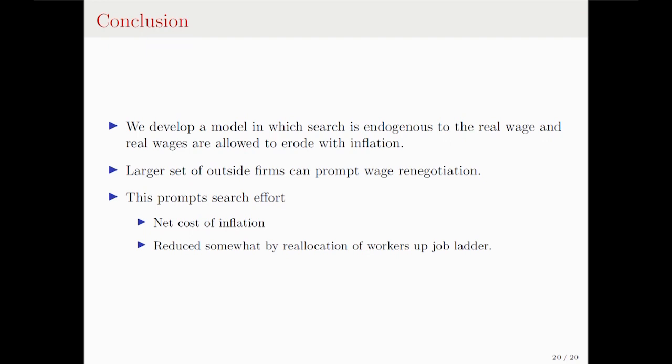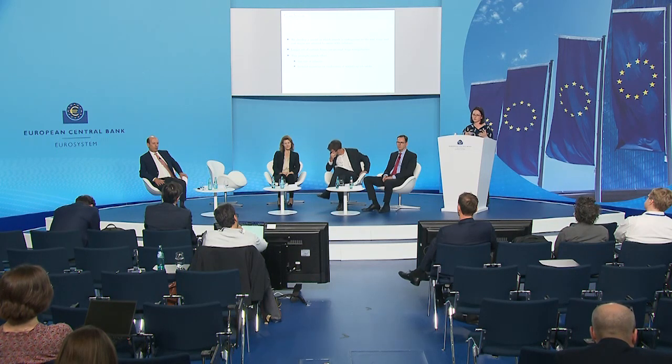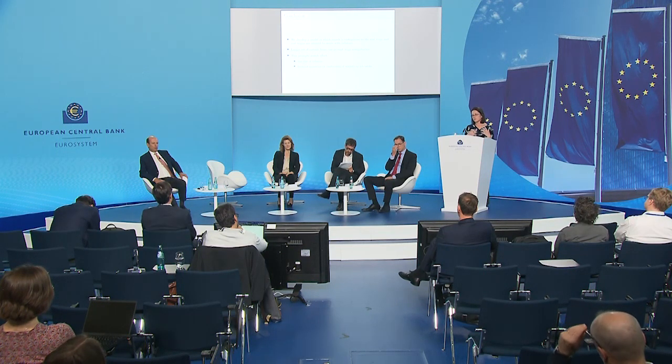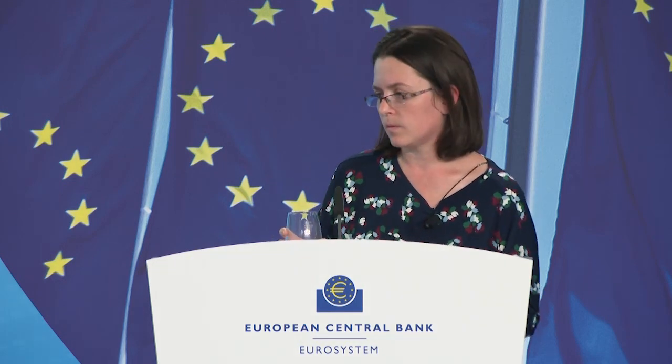So just to conclude, we developed this model in which search is endogenous to the real wage, and real wages are allowed to erode with inflation. What this is going to mean is that a larger set of outside firms can prompt renegotiation. This is going to incentivize workers to search, and we're going to see here that the search is the net cost of inflation, but because these workers are searching, they are more likely to make contacts with firms all across the productivity distribution, so we're going to see more workers matching to more productive offers. Okay, thank you very much.